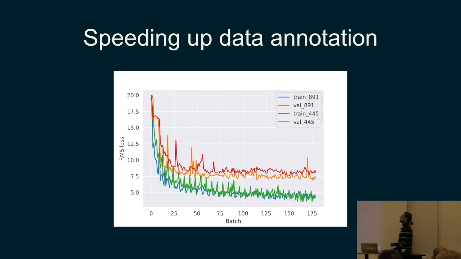And this is the effect of doubling the amount of data, basically. So going from 450 to 890 data points, which is looking at the validation losses. It's not great, but it is significant.